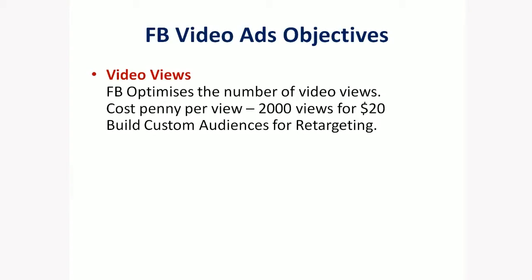Now what that means is that Facebook will optimize the number of video views your video will have. So you'll look at the audience you're targeting, and then it will look at that audience and say, okay, who likes to watch videos in your target group? And then it will show your video ad in front of them because they're more likely to watch your video. Okay, so it optimizes views.